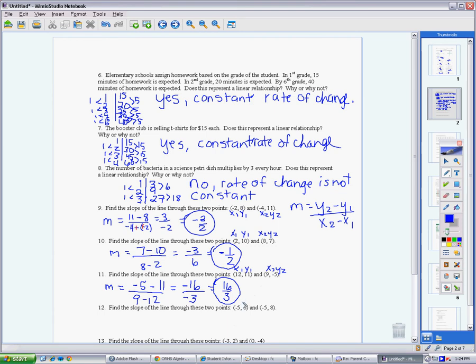Number 12, label your points, x1, y1, x2, y2. Plug them in. M equals 8 minus 6 over negative 5 minus negative 5. Simplify, 2 over, and double negatives become positive, and that gives me 5 minus 5, which is 0. I cannot divide by 0, which makes my slope undefined.